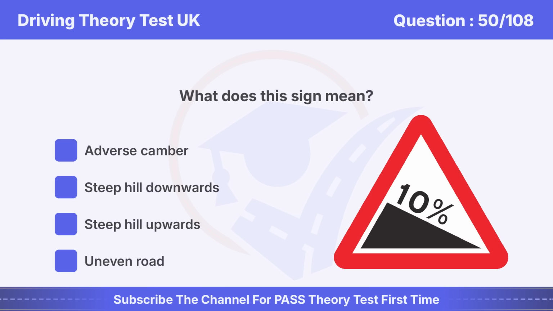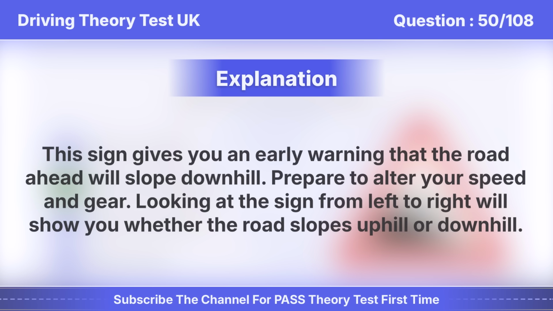Question 50. What does this sign mean? Answer is B. Steep hill downwards. This sign gives you an early warning that the road ahead will slope downhill. Prepare to alter your speed and gear. Looking at the sign from left to right will show you whether the road slopes uphill or downhill.